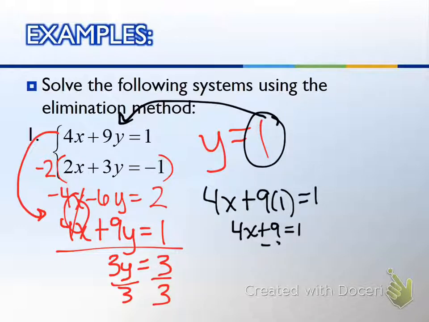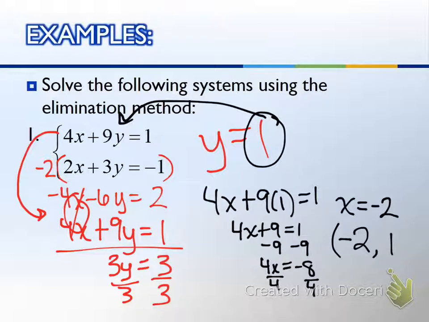What do we do? Subtract 9 from both sides. 4x equals -8. And then when we divide by 4, x equals -2. We write our answer as an ordered pair. In this case, that would be -2, 1. And that is our answer to this system. If I was not sure whether or not I was correct, what would I do? Check it by plugging them in.